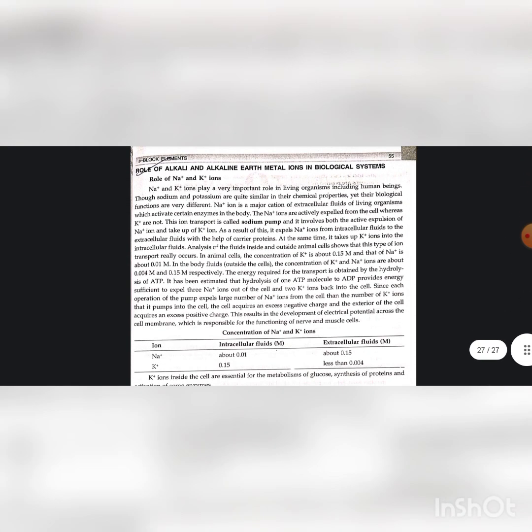Next is the role of alkali and alkaline earth metal ions in biological systems. Role of Na+ and K+ ions. Na+ and K+ ions play a very important role in living organisms, including human beings. Sodium and potassium are quite similar in their chemical properties, yet their biological functions are very different. Na+ ion is a major cation of extracellular fluids of living organisms which activates certain enzymes in the body.